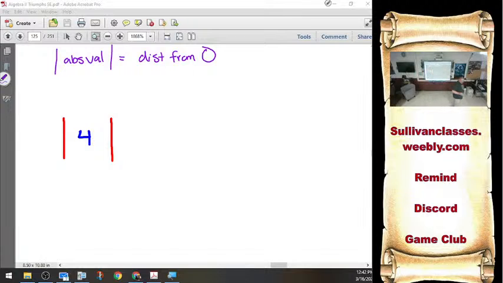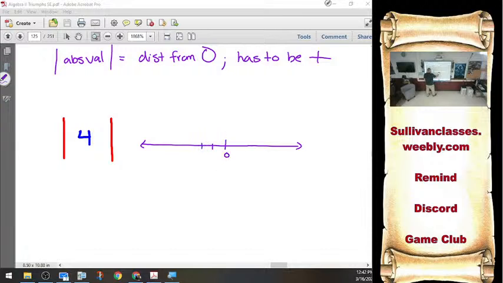Distance from 0 means that it's always going to be positive. I can't have a negative length. So that's the big thing. Distance from 0 has to be positive. So if I ask how far from 0 is 4? Well, 4 right here is 1, 2, 3, 4 units away from 0.